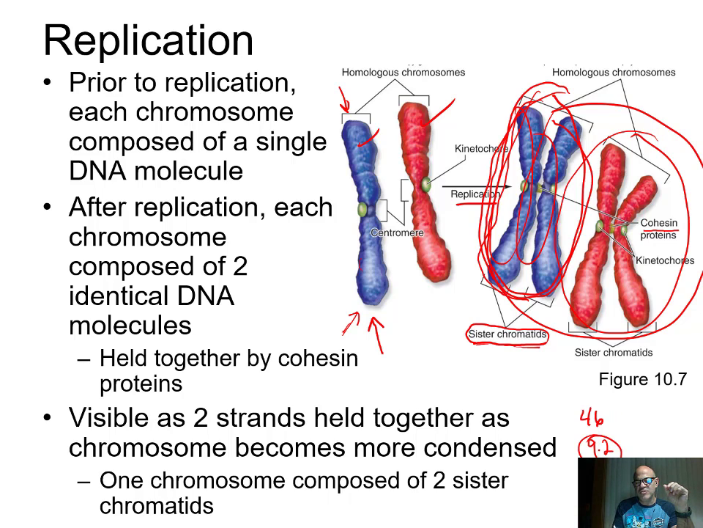So the 92 chromosomes get pulled apart, and each new cell is going to get exact copies of the cell. Exact copies of the 46 chromosomes, I should say. So now remember that these chromosomes are only going to be visible during cell division.